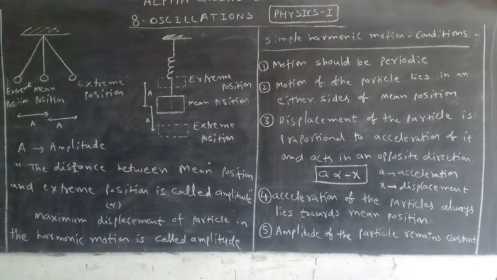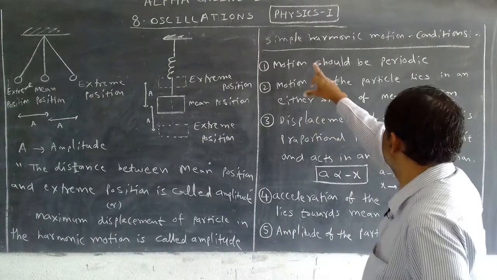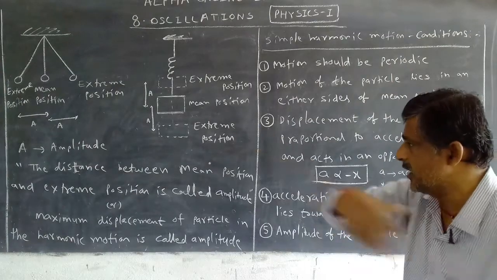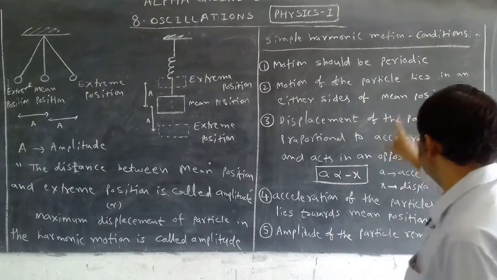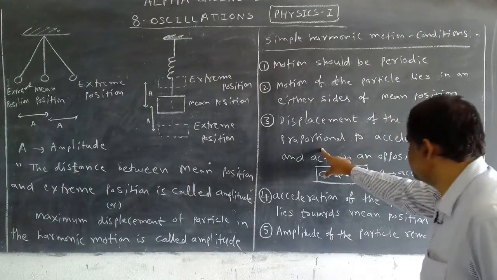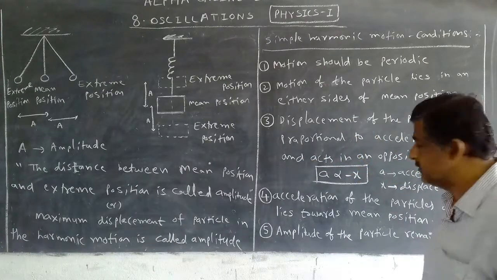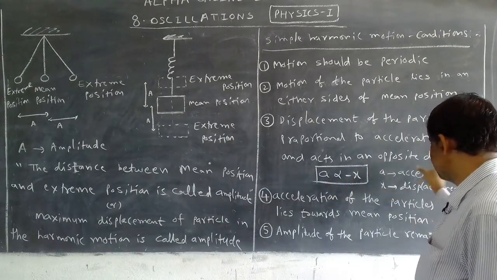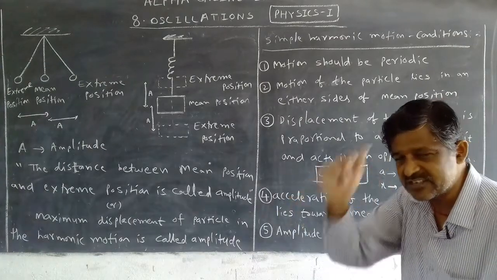If the particle lies in SHM, the simple harmonic motion, it must have these conditions. Motion should be periodic, meaning repeated. Motion of the particle lies on either side of the mean position. Displacement of the particle is proportional to acceleration of it and acts in an opposite direction. The equation is A proportional to minus x, A acceleration, x displacement. Now we want to prove this. This is important for an 8 marks question in this chapter.